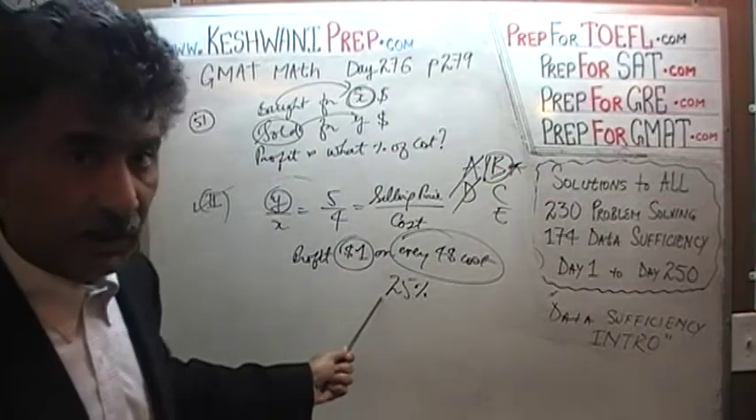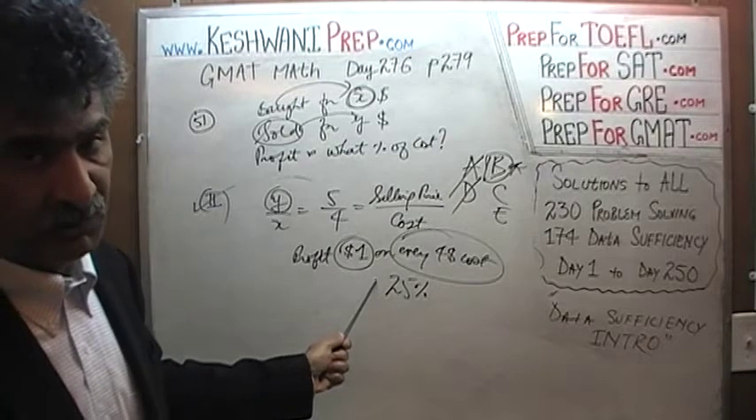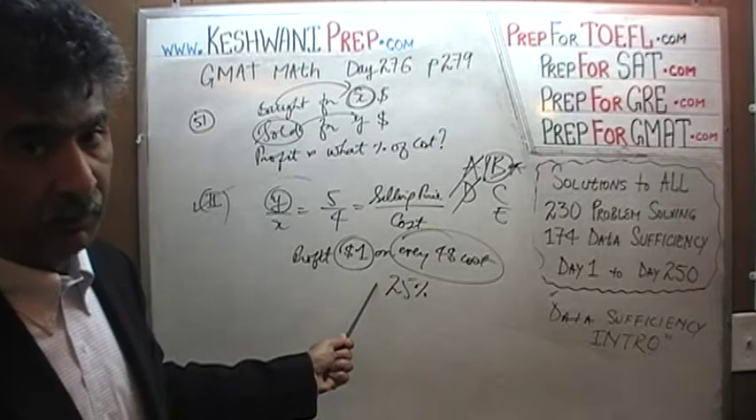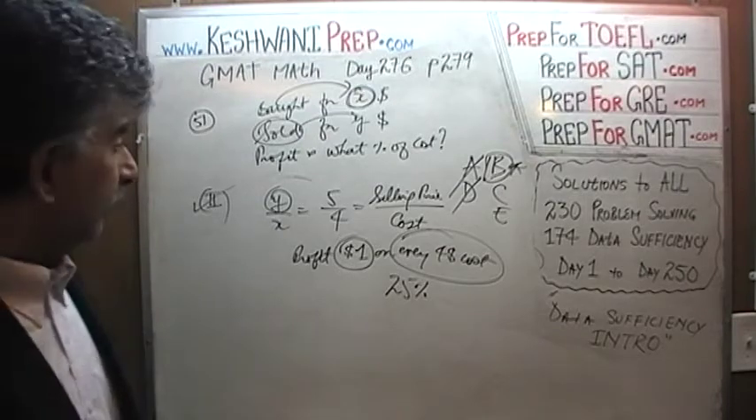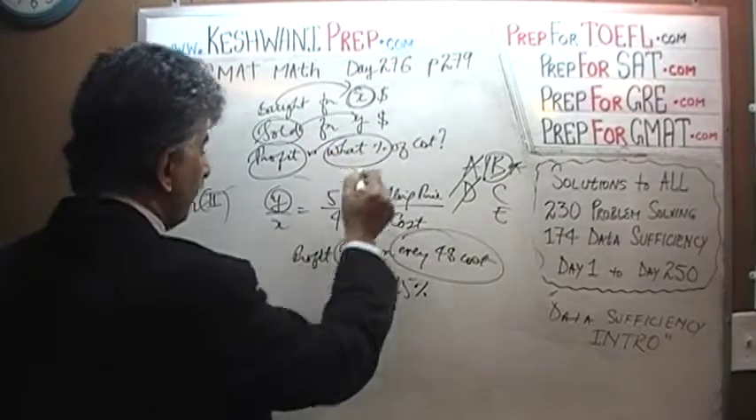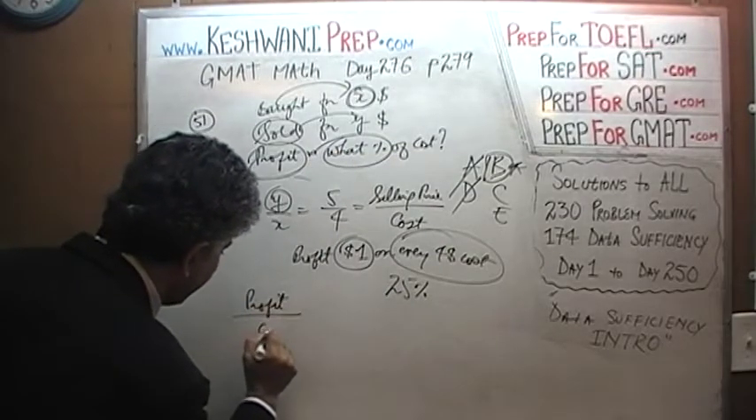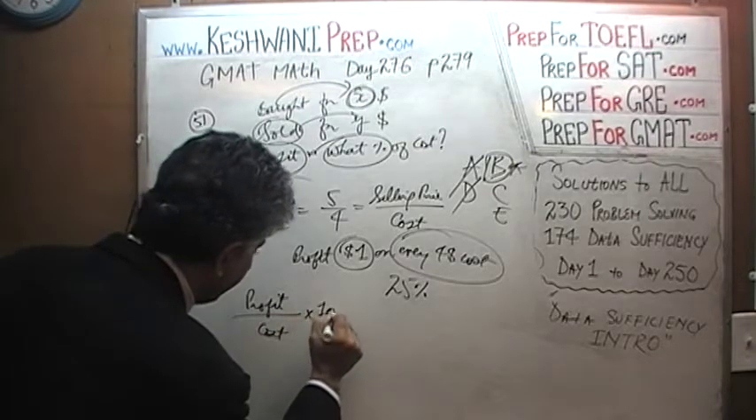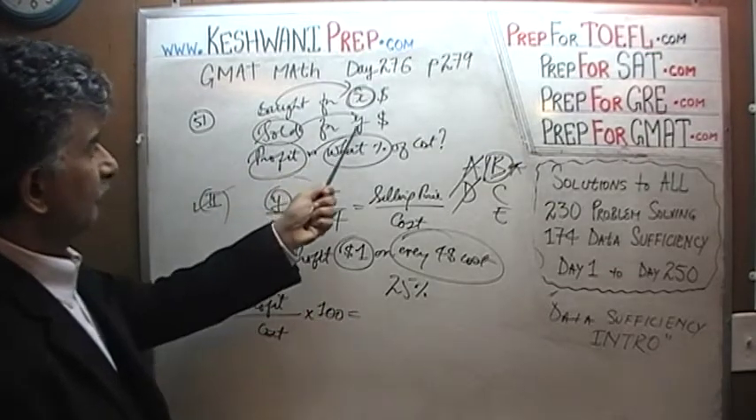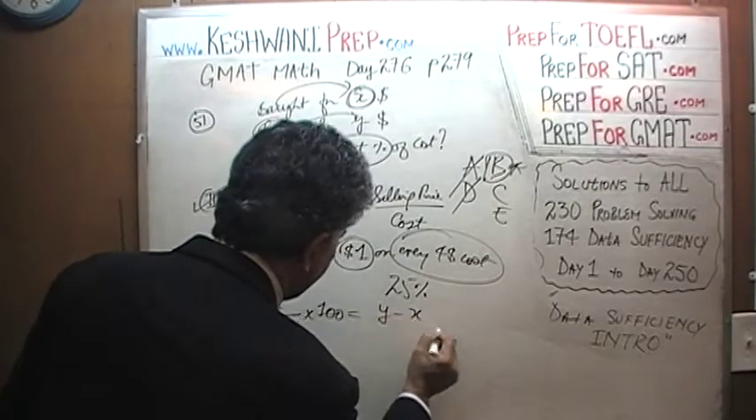Now, if you did not like what I just did here, if you feel that this was sloppy and this is not something that you want to do, if you want to be a good boy or good girl and do it the proper way, then we can do it the proper way, which is simply the profit as a percentage of the cost would be our profit divided by the cost times 100. Our profit, as we know, is y minus x. We sold it for y dollars. We bought it for x dollars. That's our profit.